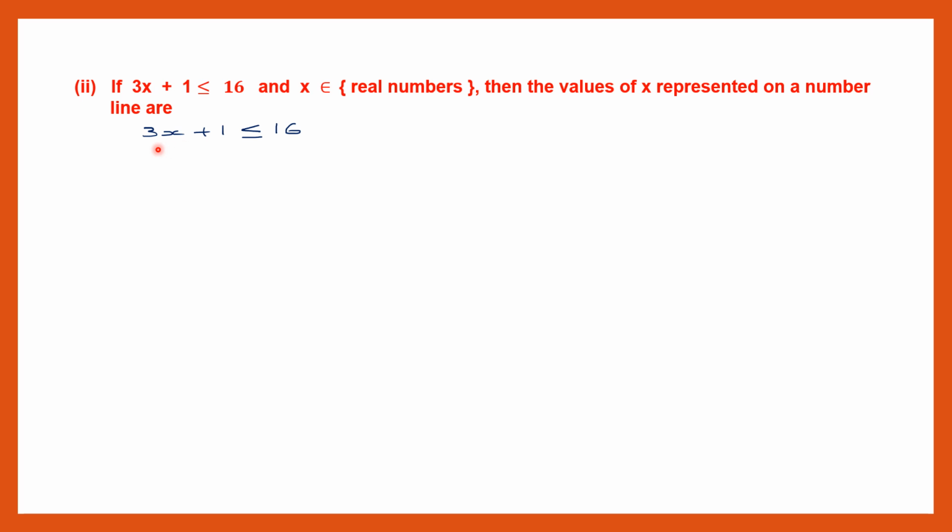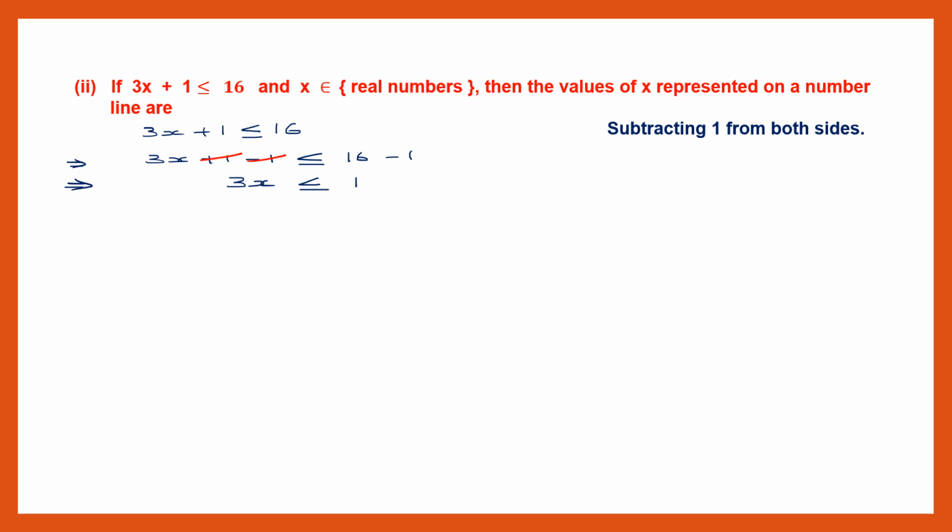So here we have to keep 3x by itself. That means we need to remove plus 1. So what should we do? We have to write minus 1, isn't it? So now this will be 3x plus 1 minus 1 because we need to remove that plus 1, and this is less than or equal to 16 minus 1 because we have to subtract 1 from both sides. So subtracting 1 from both sides, what do we get? Here we've got 3x by itself because we can cancel plus 1 and minus 1. 3x will now be less than or equal to 16 minus 1, which is 15.